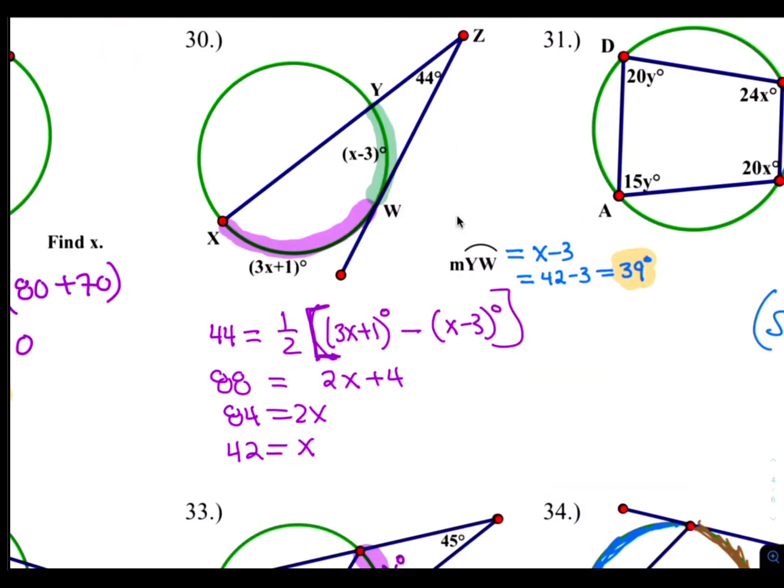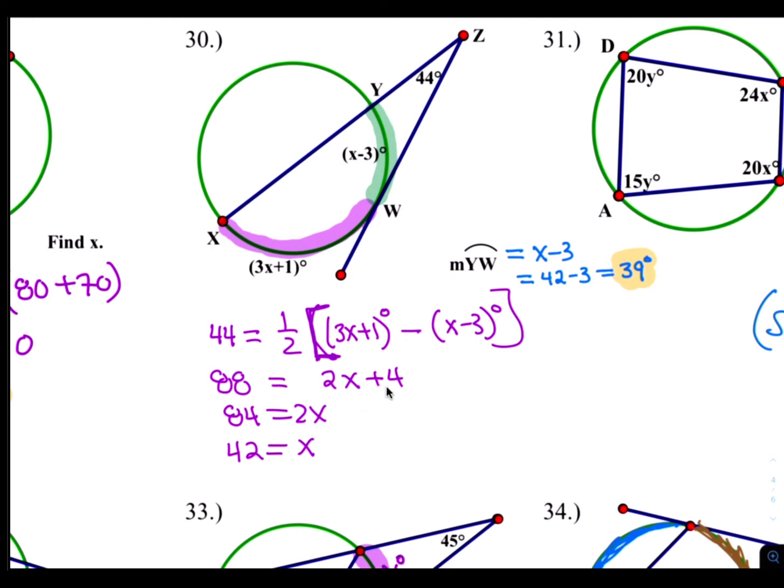All right, for number 30, ultimately we want to know the measure of arc YW. So first, we know that the angle 44 is half of the difference of 3x plus 1 and x minus 3. So we set up the equation that 44 is half of 3x plus 1 take away x minus 3. Multiply by 2 on both sides, and we get 88 equals 2x plus 4. And of course, the 2x plus 4 comes by simplifying this expression and combining like terms.